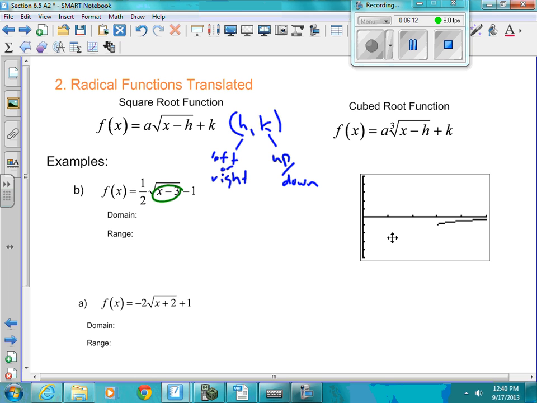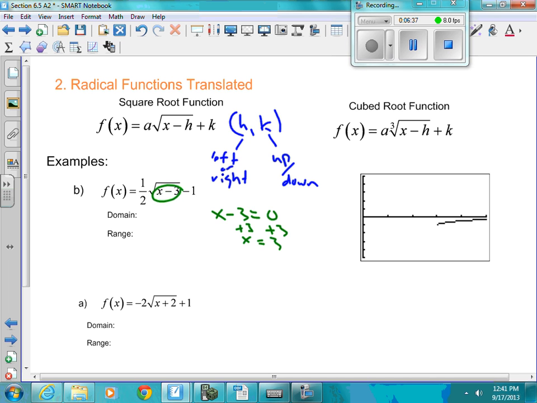Normally, our domain was all values greater than or equal to 0. Well, to find a domain, we're going to have to solve the equation X minus 3 equals 0. What makes that value 0? Because we can't go smaller than 0. So that would be 3. So we have to pick values, and if we look at our graph, that kind of helps us.